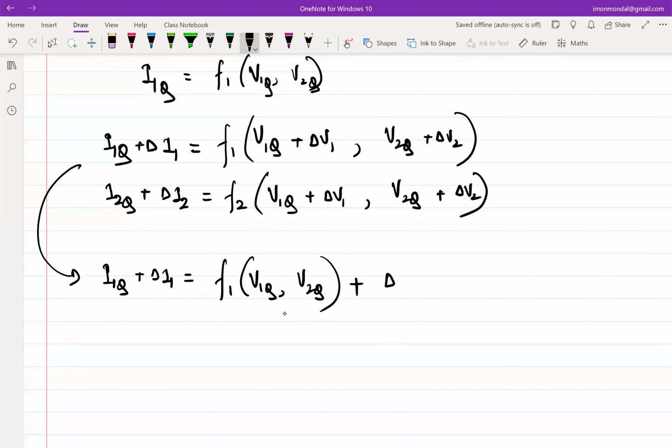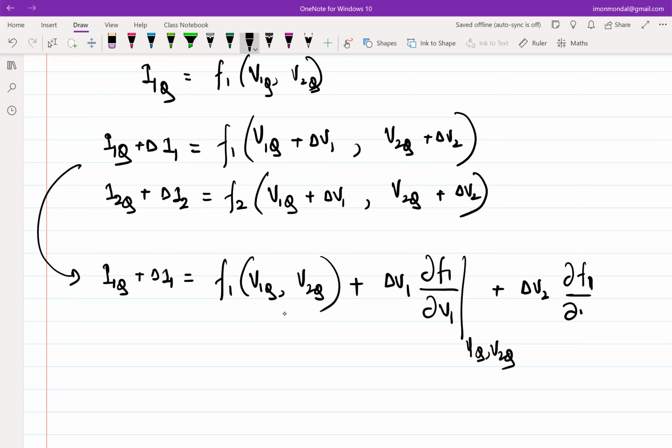So this will become del V1, del V1. Obviously, the moment I say del, I assume that V2 is not changing, but this has been evaluated at a certain quiescent point, right? This partial derivative has been taken at a certain quiescent point, and that is obviously V1Q, V2Q, right? So similarly, you will have V2 del F1, del V1, again evaluated at certain quiescent point, and you will have higher order terms.